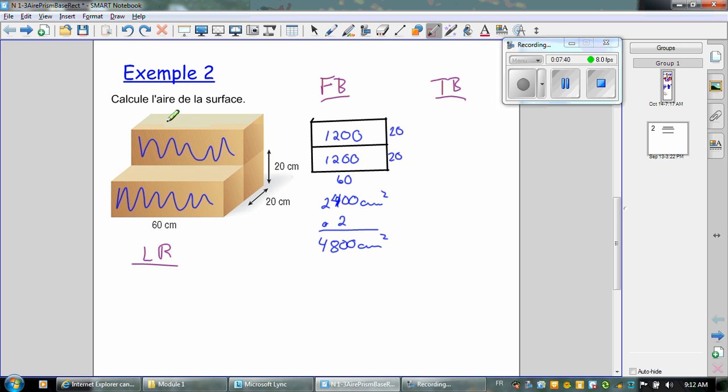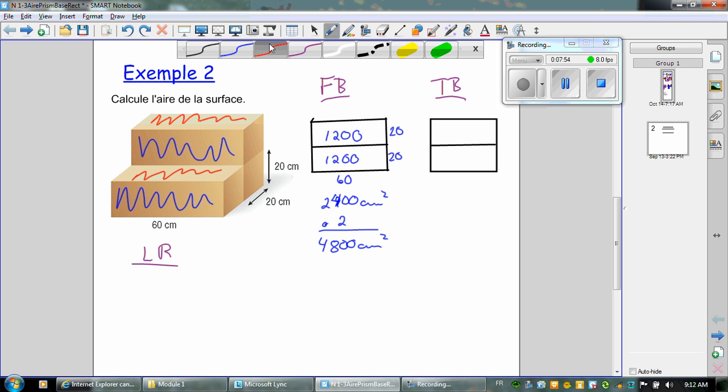Same idea for the top. If I were to look directly above, again, I would see this face here and that face there. So my top and bottom would look something like this. I would have, again, 60 for the base and 20 for the height. So again, it would be the same as the front and the back. So again, 2400.